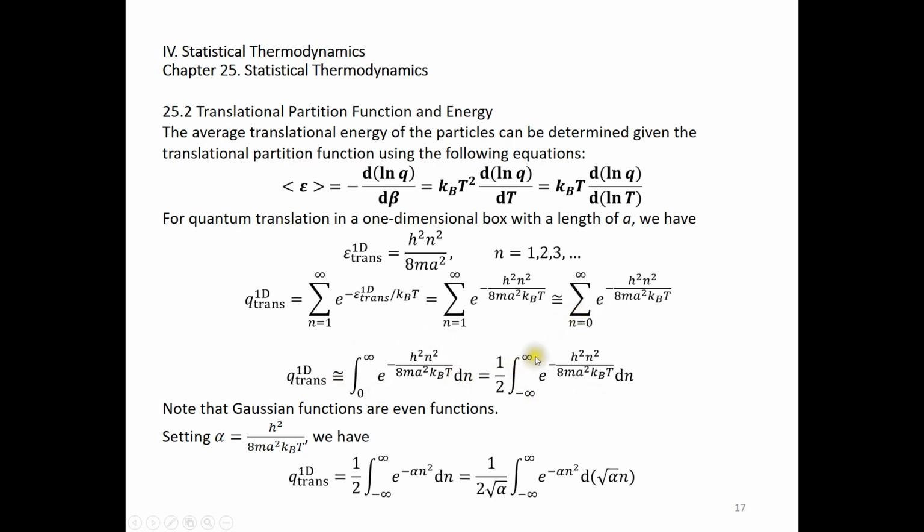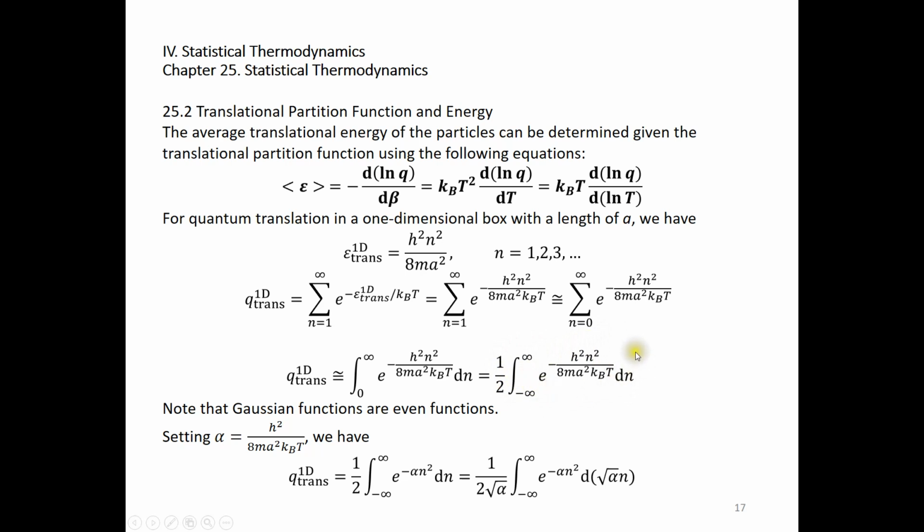Going from here to here, we simply used the properties of Gaussian functions. They are even functions. That means the integral of a Gaussian function is simply 2 times the integral of this Gaussian function on just one side. You can always divide a Gaussian function into 2 parts, from negative infinity to 0, and from 0 to positive infinity. So this is 1/2 of the entire Gaussian function integrated over the entire range. That's why I put 1/2 over here. We just need to evaluate this.